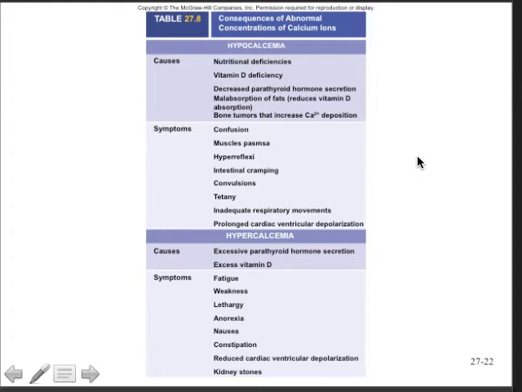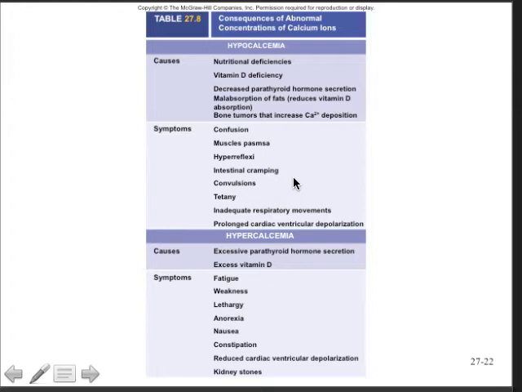Bone tumors can also increase calcium deposition. So all of these can result now in a decrease in the amount of free calcium. And what do we see? Confusion, muscle spasm. We also see hyperreflexes, intestinal cramping, convulsions, tetany, inadequate respiratory movement, and prolonged cardiac ventricular depolarization.